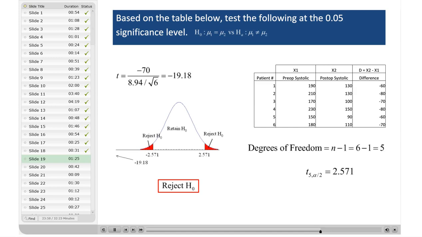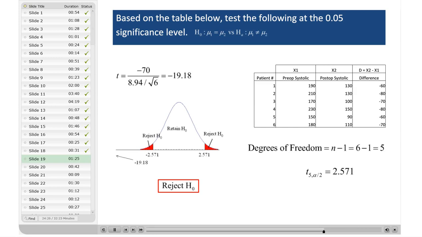Let's think a little bit about what that means from a conceptual point of view. We were testing the hypothesis that mu1 is equal to mu2. That means the pre-op systolic blood pressure is equal to the post-op systolic blood pressure on average. Well, we're rejecting that claim, which means that this analysis provides pretty strong evidence that the treatment we gave these patients did lower their systolic blood pressure.